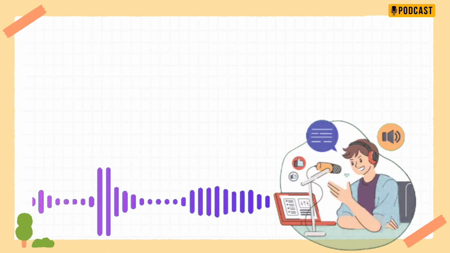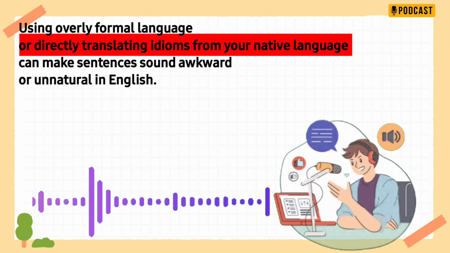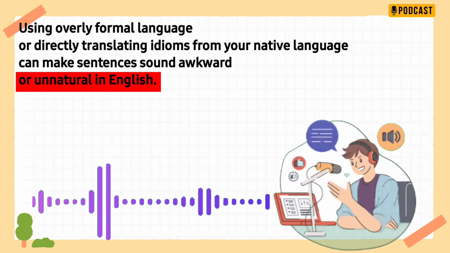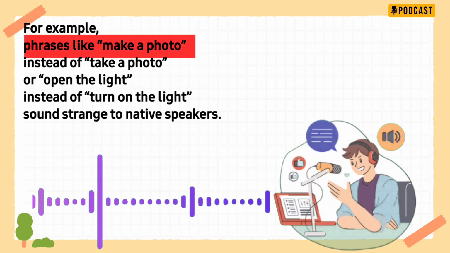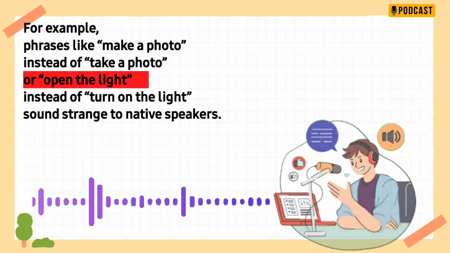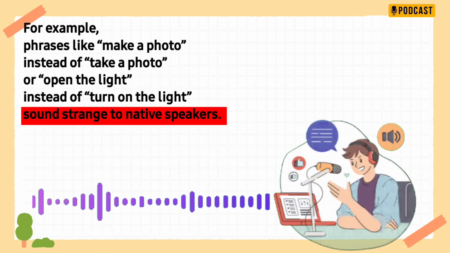Using overly formal language or directly translating idioms from your native language can make sentences sound awkward or unnatural in English. For example, phrases like make a photo instead of take a photo, or open the light instead of turn on the light sound strange to native speakers.